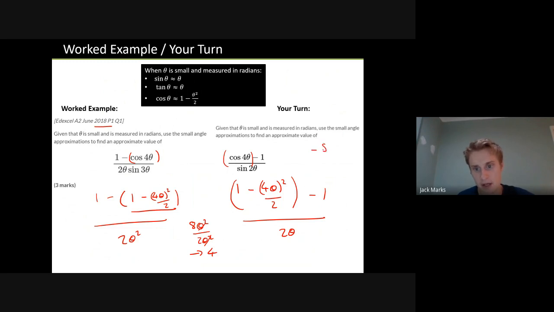Okay. What we're going to get? We're going to get -8. Again, you do more working out, but you have more space than me here. Okay. You're going to get -8 theta squared over 2 theta. Cancel those, cancel those. I get -4 theta as a final answer.